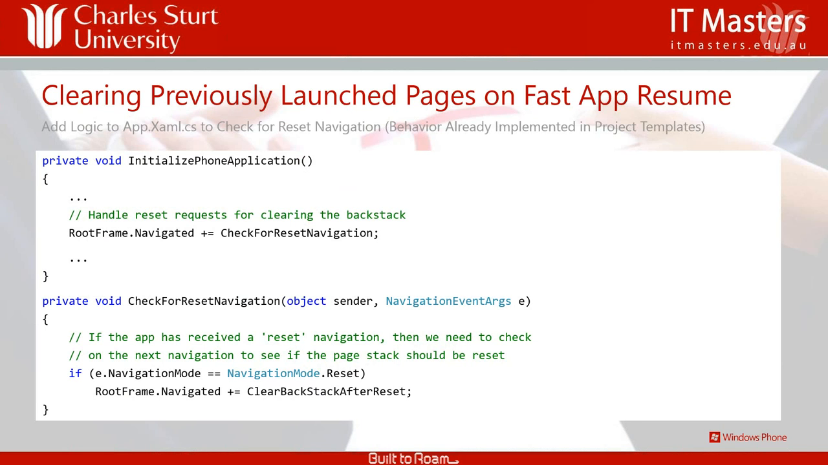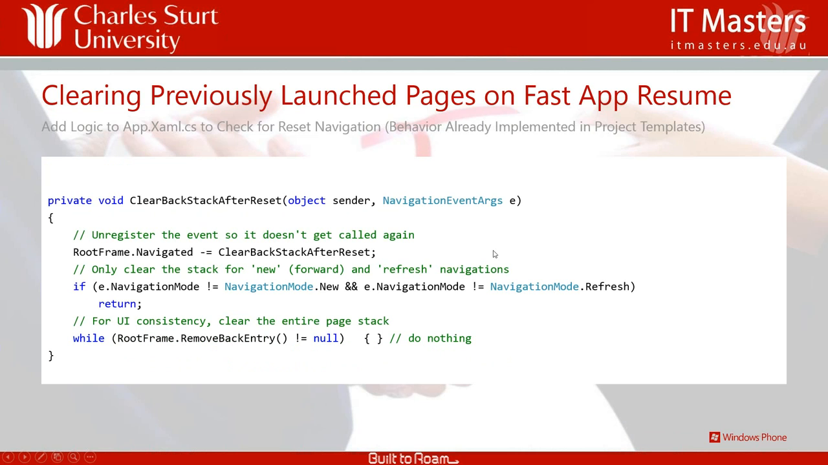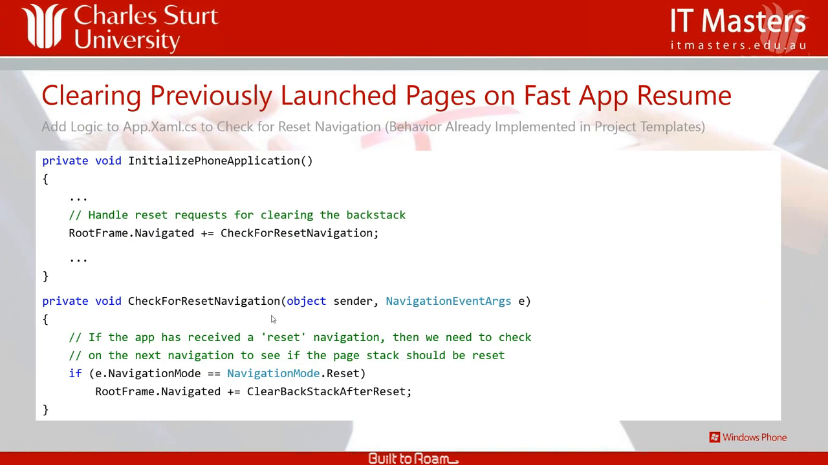Essentially what we're doing here is part of the InitializePhoneApplication method. You'll see that we're wiring up an event handler to the Navigated event on the root frame. This is going to get invoked every time we do a navigation within the application. Within the code, we're detecting whether the navigation mode is set to reset. If it is, and remembering that this is for the current page on the backstack, we're wiring another event handler to the Navigated method that says ClearBackStackAfterReset.